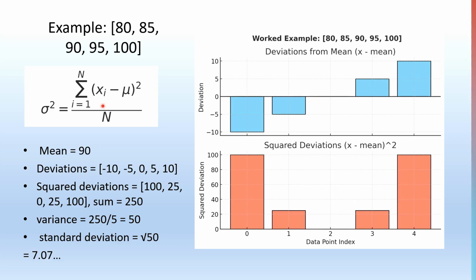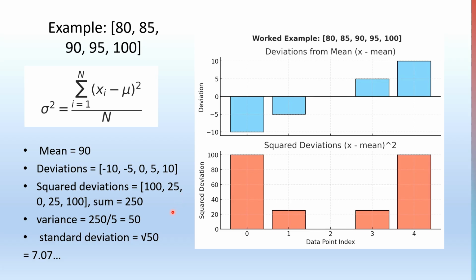Now the deviations, calculating these deviations right here. The first one is going to be 80 minus the mean of 90, so that's minus 10. The second one is going to be 85 minus 90, that's minus 5, and then 90 minus 90 is 0. And then we've got 95 minus 90, which is 5, and then 100 minus 90 is 10. So there's our differences right there. That's that term right there. Now we square them, they all become positive numbers. Now we add them all up together.